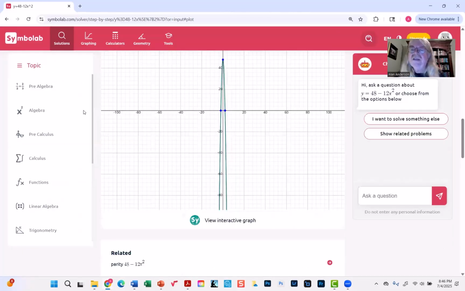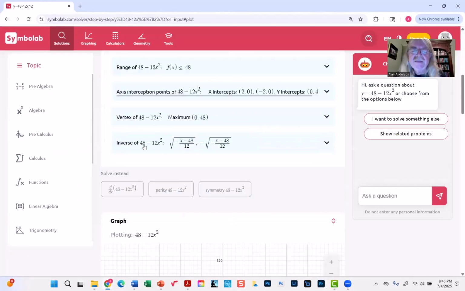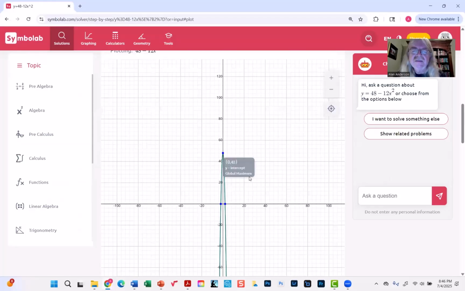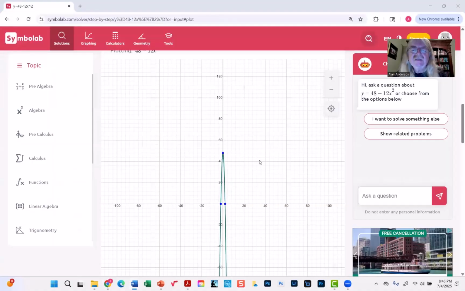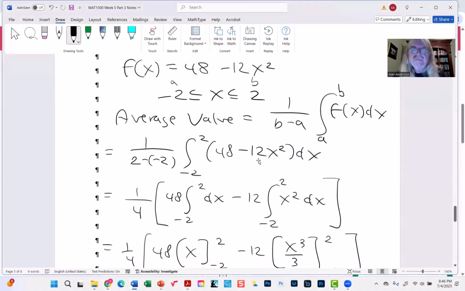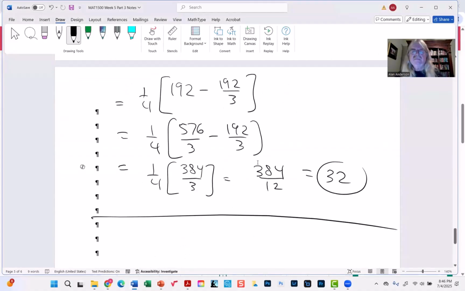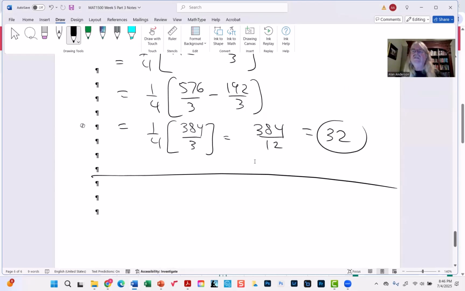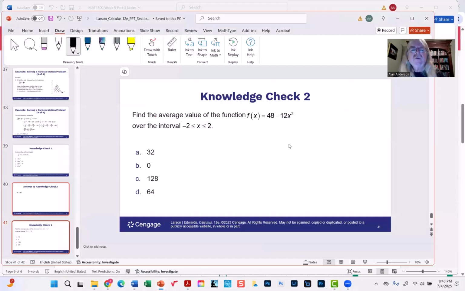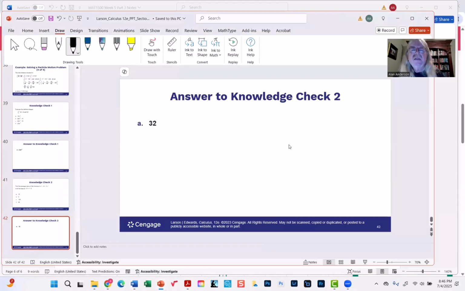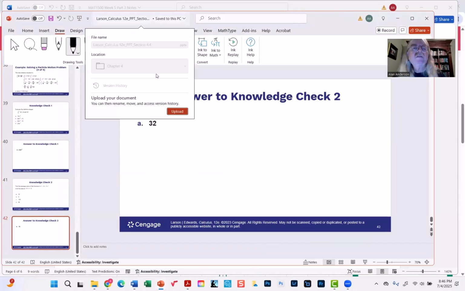Well, it's kind of hard to tell by looking at that. But yes, we got it's 32. You see, it's very tall. I'm not surprised here that it's 32. And that, of course, would be A. All right. Now that was 4.4.